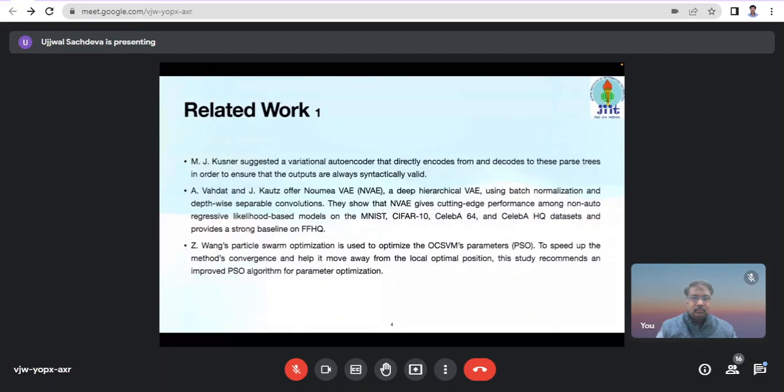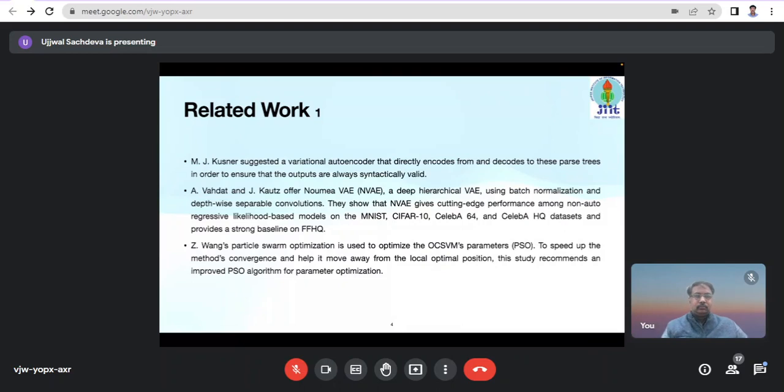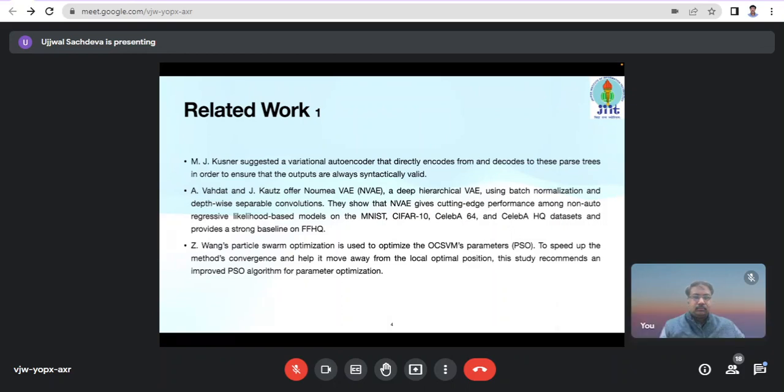Some of the related works of these deep learning models. Author M. J. Kusner suggested a variational autoencoder that directly encodes from and decodes to parse trees in order to ensure that the outputs are always syntactically valid. Authors A. Vahdat and J. Kautz offer NVAE, a deep hierarchical variational autoencoder using batch normalization and depth-wise separable convolutions.